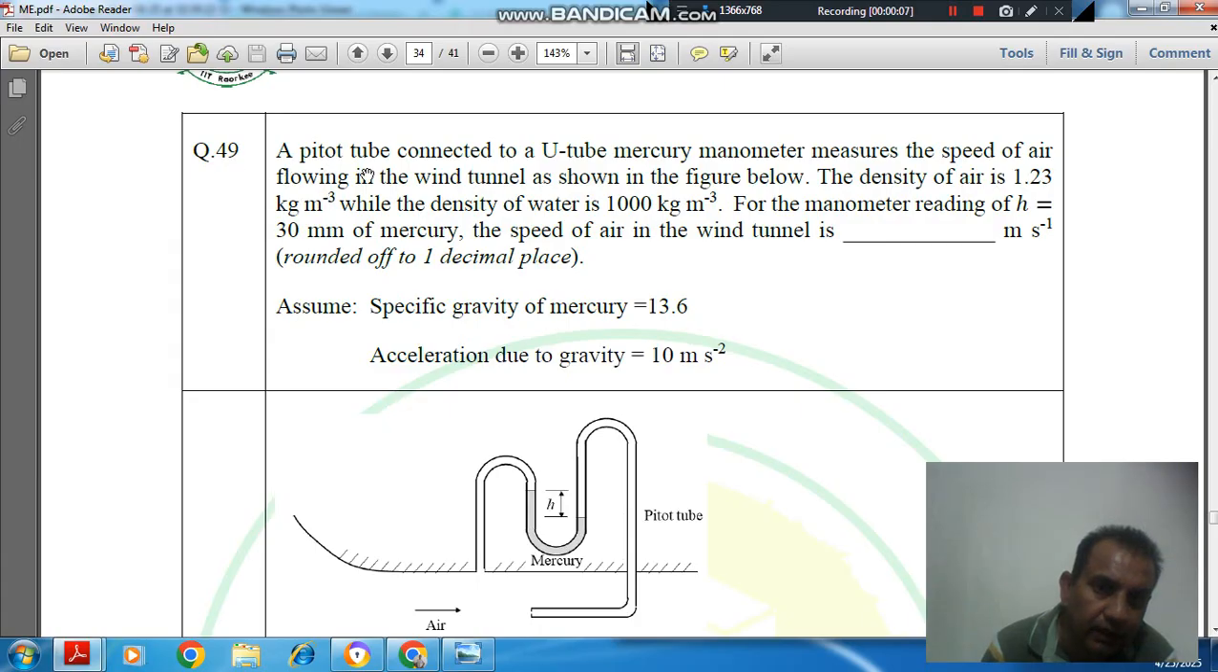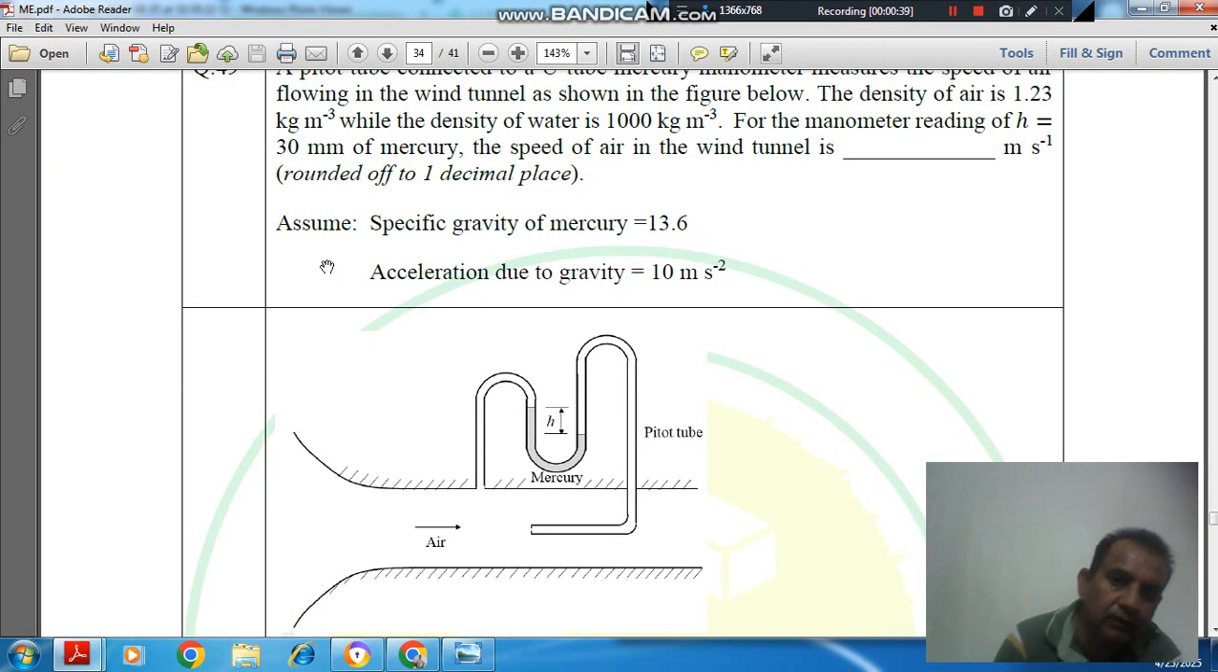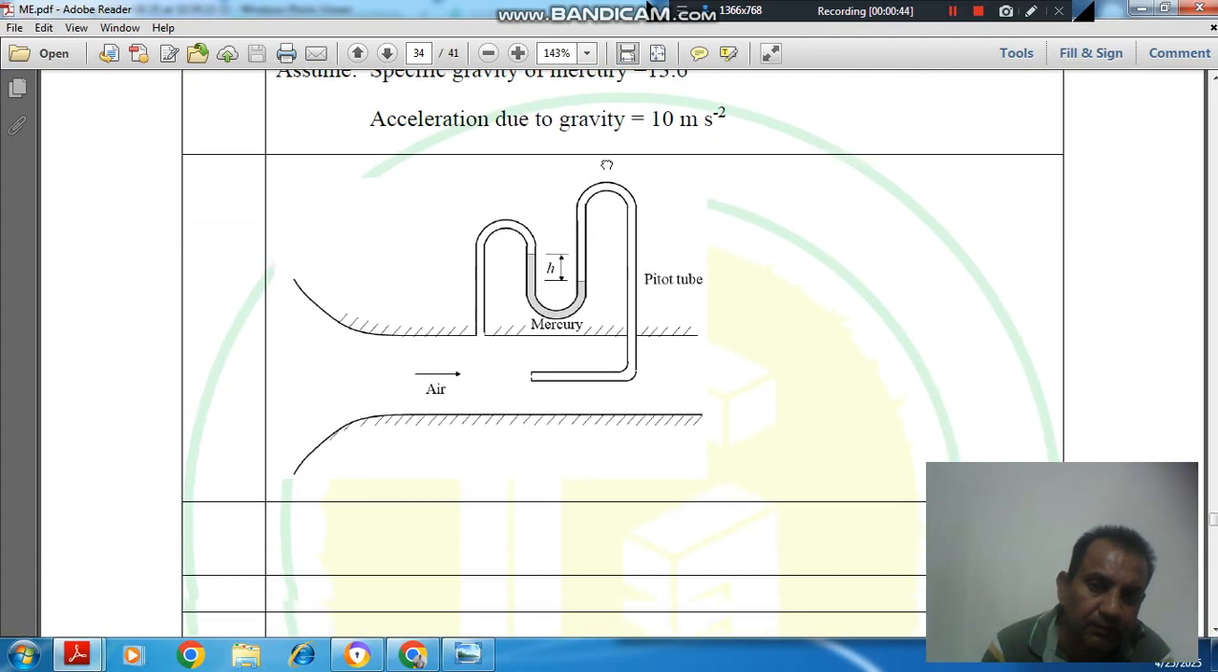Question number 49 is: a pitot tube connected to a U-tube mercury manometer measures the speed of air flowing in the wind tunnel as shown in the figure below. The density of air is 1.23 kg per meter cube, while the density of water is 1000 kg per meter cube. For the manometer reading of H equal to 30 mm of mercury, the speed of air in the wind tunnel is dash meter per second, rounded up to 1 decimal. Assume specific gravity of mercury 13.6, acceleration due to gravity 10 meter per second square.